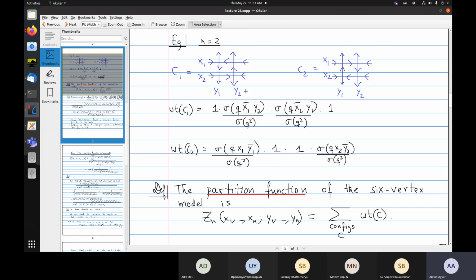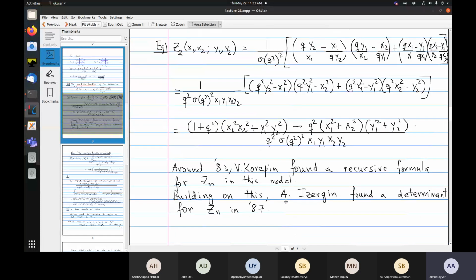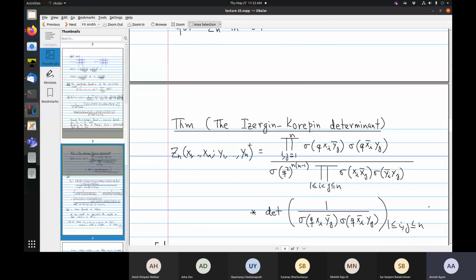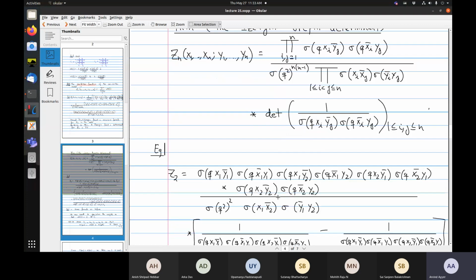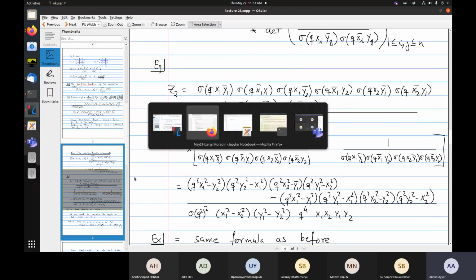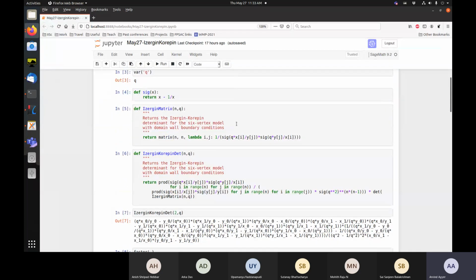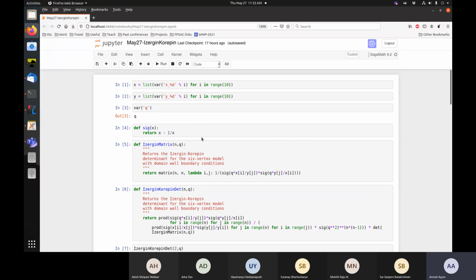Remember, I was showing you the example for n equals 2 for the computation of the partition function, and there are two configurations, and we computed their weights, and we summed them and got this expression. And I told you that the Izergin-Korepin determinant should give the same expression, and I stopped over here, but I thought I'll show you on Sage. So I'll share this program with you.